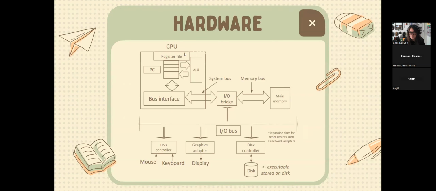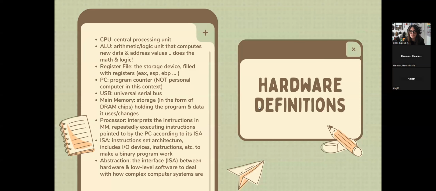So you can see here, this is data that is currently being worked on by the CPU. That's the register file. That's the kind of data the register file stores: stuff that is in use. Main memory is stuff that you may have to go grab, if that makes sense. The processor will interpret the instructions from main memory and will be executing those instructions repeatedly.